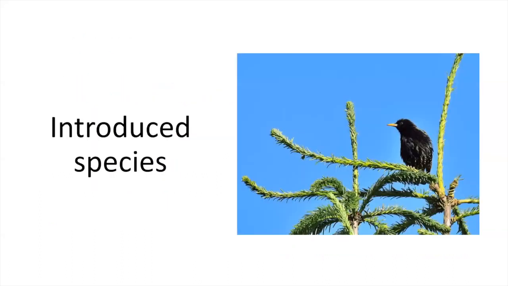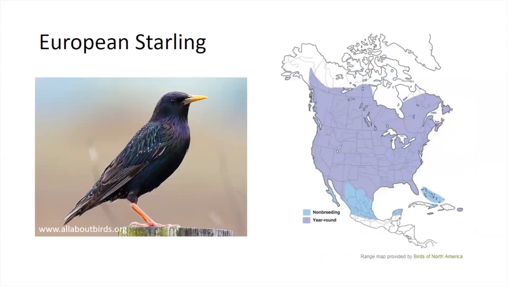Next are the introduced species. The first one is the European starling, and interestingly, the European starling was introduced into Central Park in the 1800s by Shakespeare enthusiasts who felt that all of the birds in Shakespeare's plays should be found in Central Park for Shakespeare in the Park. And they introduced them 4 times before they would start to take hold in the area. And since then, they spread throughout the entire country, where they're now considered a nuisance species, both for crop damage and for competing with native species for cavity nesting space.